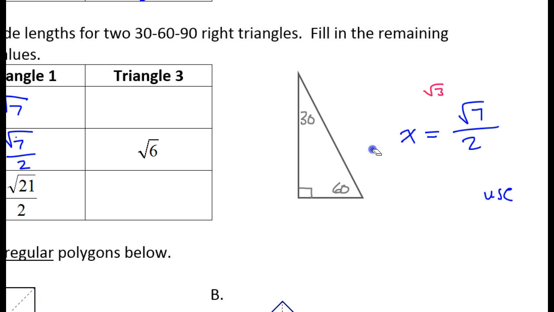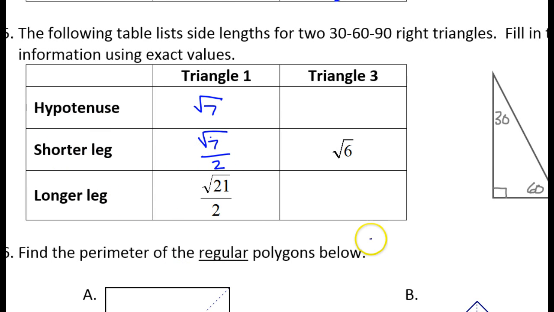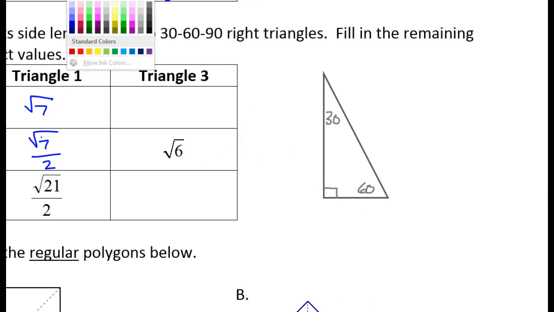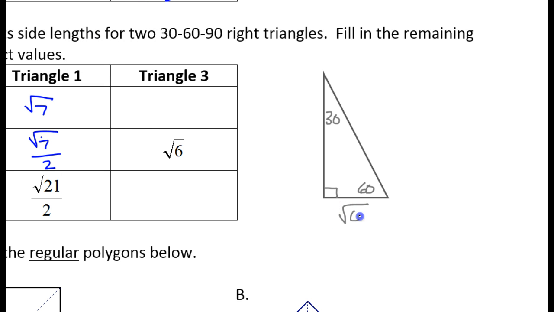Alright, just clean this up a little bit, leave myself some space. Okay, they gave us the shorter leg. Alright, that always makes our life easy. So radical 6 is the short leg. So I'm going to put that here. Now the hypotenuse is always going to be double the short leg. So this should be 2 times radical 6. Alright, take the short leg, double it, and you've got the hypotenuse. So that should be 2 times radical 6.